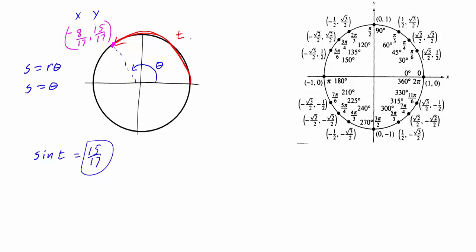So here t is representing the arc length. Then of course we could go ahead and find the other trig functions. So the cosine of t would be our x value, and because it's in the second quadrant, clearly it's going to be negative 8/17.